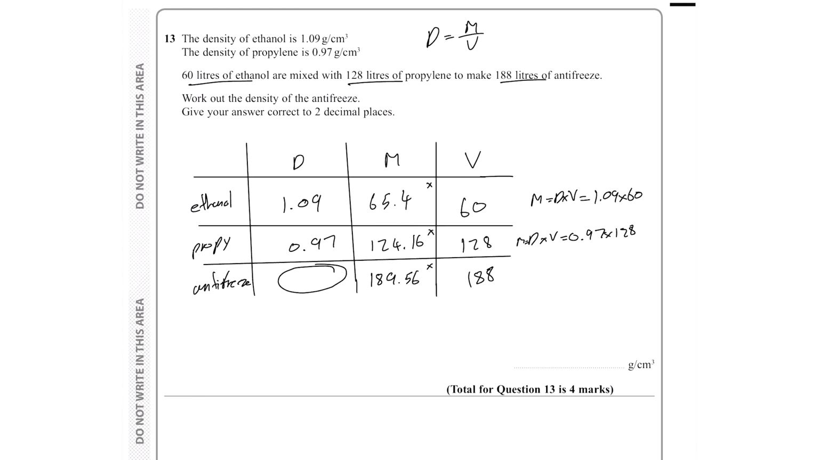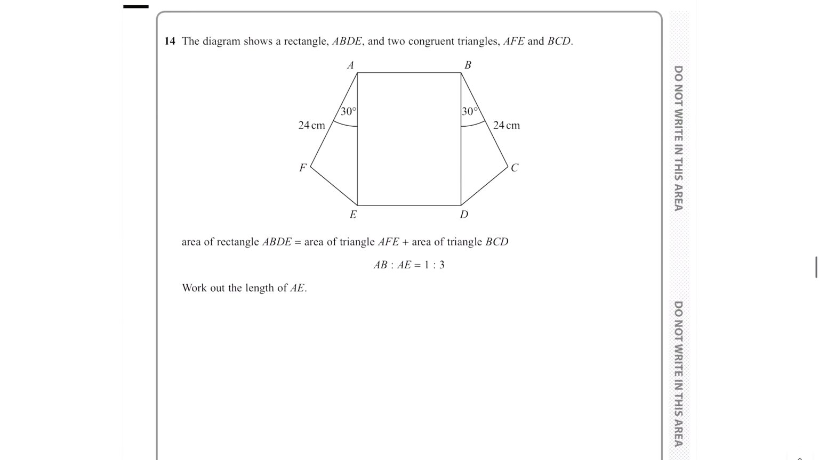So now to work out the density of the antifreeze, we will have the total mass divided by the total volume, which is 189.56 divided by 188, and that to 2 decimal places is 1.01.